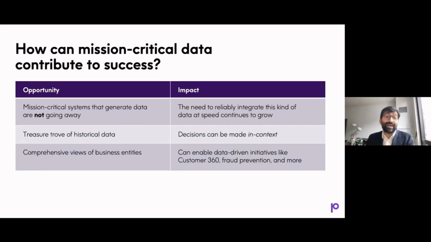I think the value that you get out of the data from one operational platform is great, but the value really starts to compound as you bring it together with all these other silos that you have running within your business. And I think that really speaks to the last opportunity here, which is a comprehensive view of your different business entities. Now that you're starting to pull together this historical data, this active data, as well as data from all these other silos, enrichment data, et cetera, you can start to better deliver against these core data initiatives, be it Customer 360, fraud prevention, targeted marketing campaigns, and more.